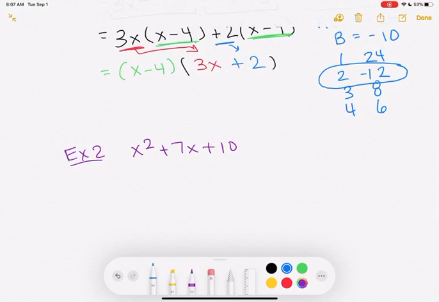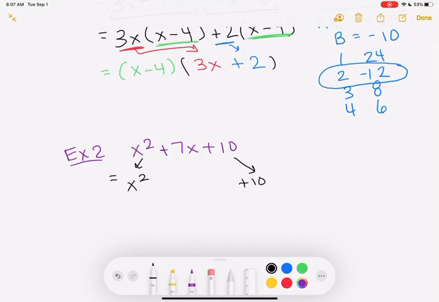And now I have x squared plus 7x plus 10. I can't do a difference of squares because it's not 2 terms separated by subtraction. I can't do factor by grouping because it's not 4 terms. Let's go ahead and force it to be factor by grouping. When I do that, I just drop down the first term. I'm going to carry on that last term.